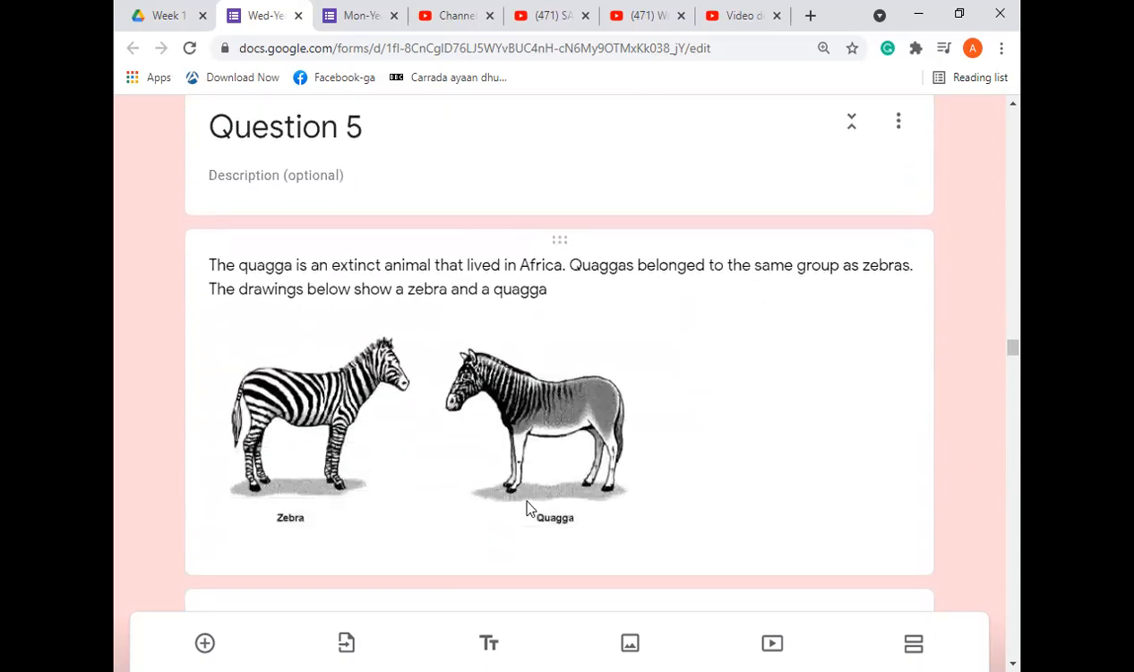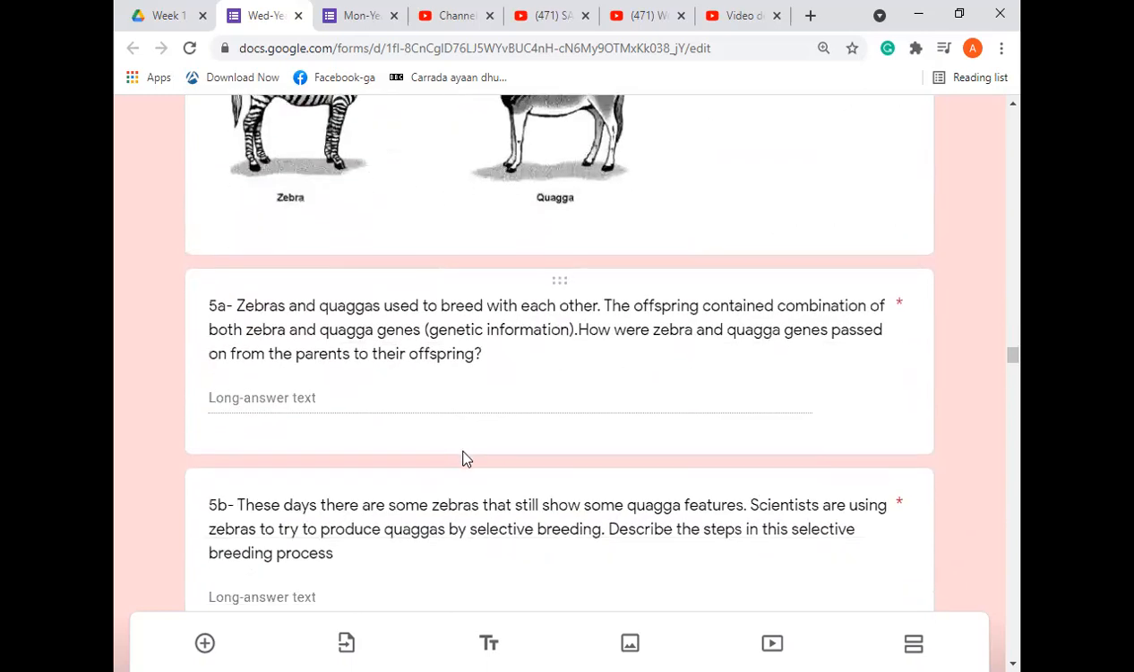So this is about two basically zebras. They have two different names. One of them is extinct. So the question is, zebras and cougars are easy to breed with each other. So the offspring contain a combination of both zebra and cougar genes, genetic information.